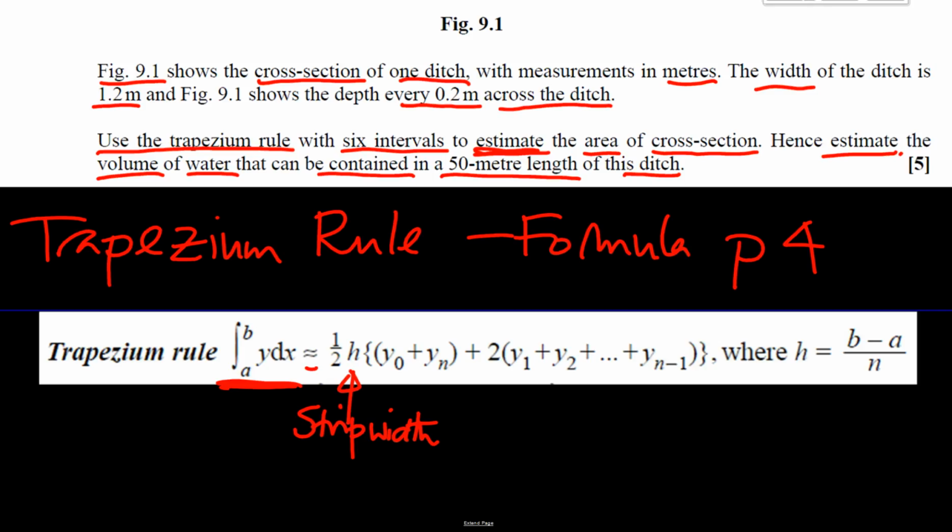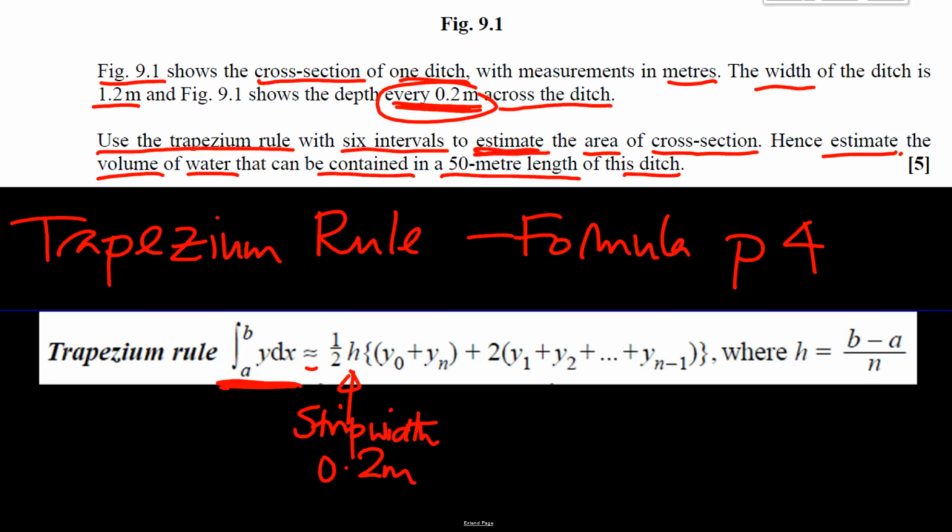In this case, each of these strips, they told us, is using 6 strips. We know from the diagram they've asked us to do it in 6 intervals. We know we've got 6 strips in our diagram above, and we know that each one, our strip width, is 0.2 meters. Be very careful. A common mistake is to put the full width 1.2 into there.